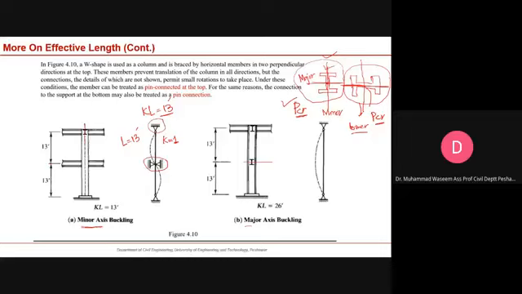And in the major axis, there is no bracing provided at the middle of the member. The effective length will be 26 feet, provided the support condition we assume is a pin condition. The K value will be 1. So now you have two effective length values. Now which value do you have to use to calculate the slenderness ratio?